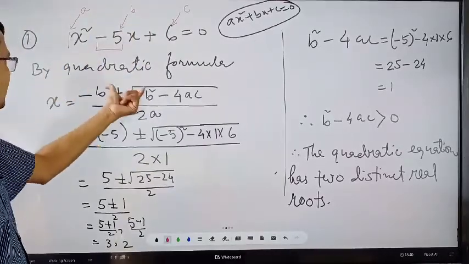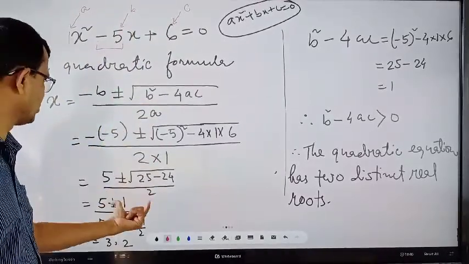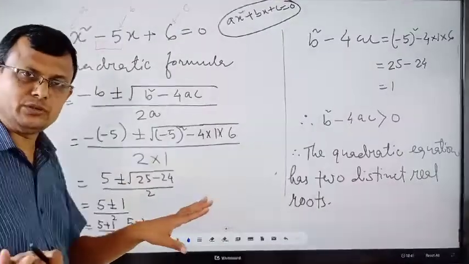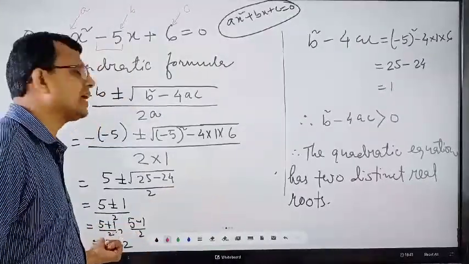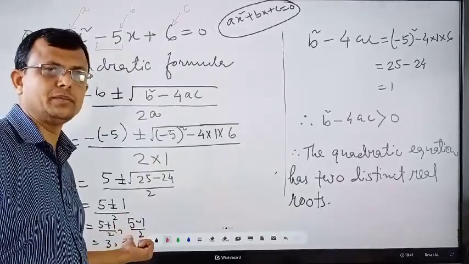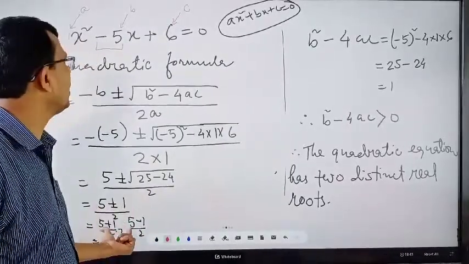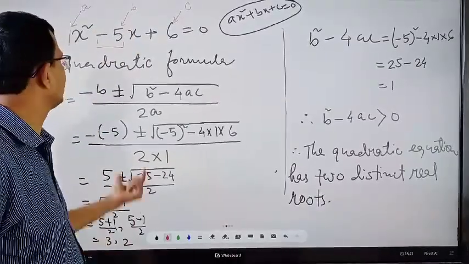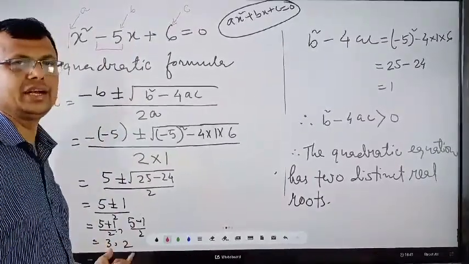So if you put it in the quadratic formula and find the solutions, you will get 3 and 2. 3 and 2 are different values, they are not the same, and they are real. Are 3 and 2 real numbers? Yes. So the roots of this equation are real and distinct.